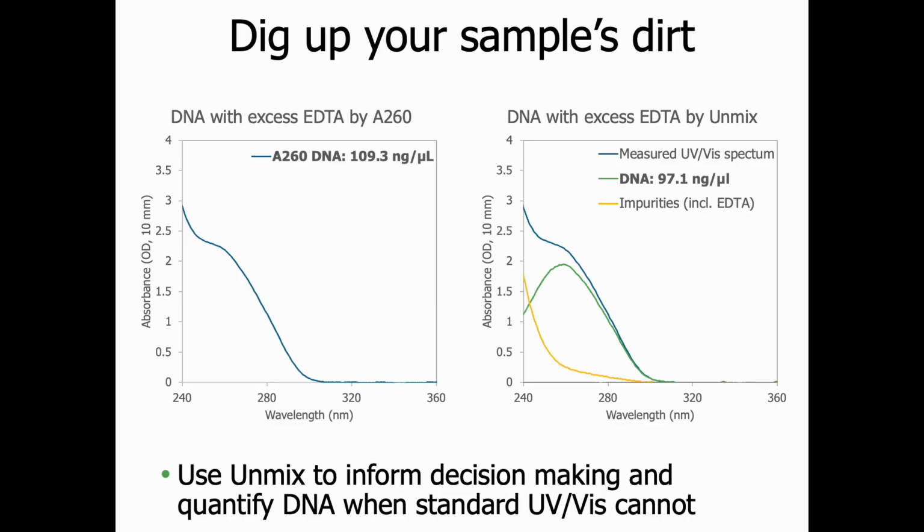But if the yield were low, it might be better to discard the sample altogether. Unmix helps you make that call by deconvoluting overlapping absorbance signals, revealing both the true DNA concentration and the source of the abnormal signal, so you can troubleshoot effectively and make informed decisions about your valuable samples.